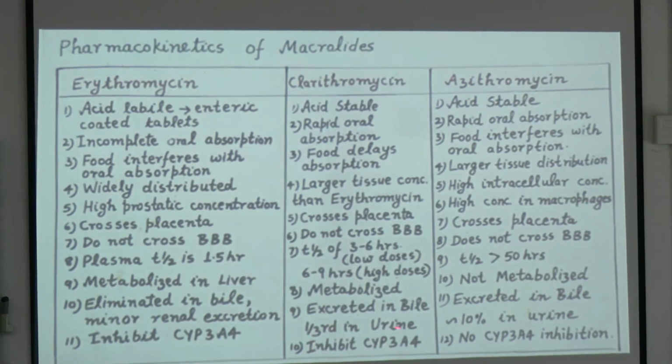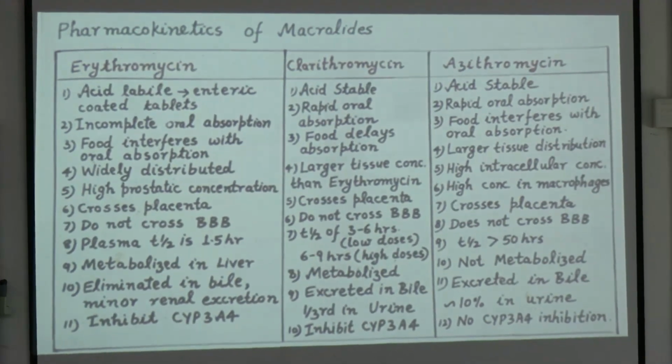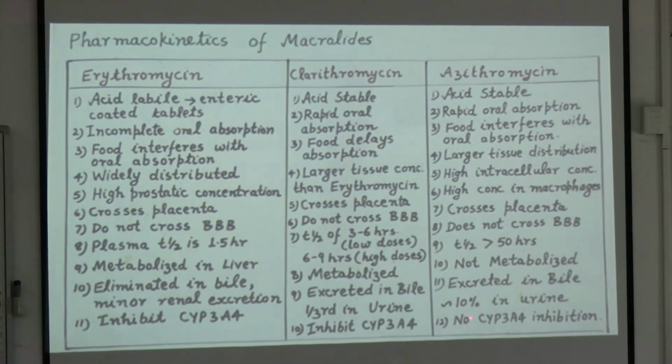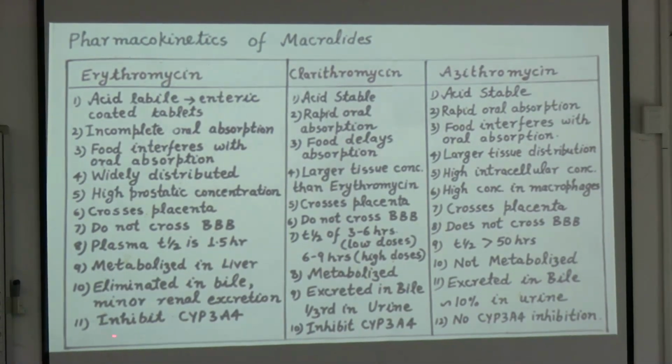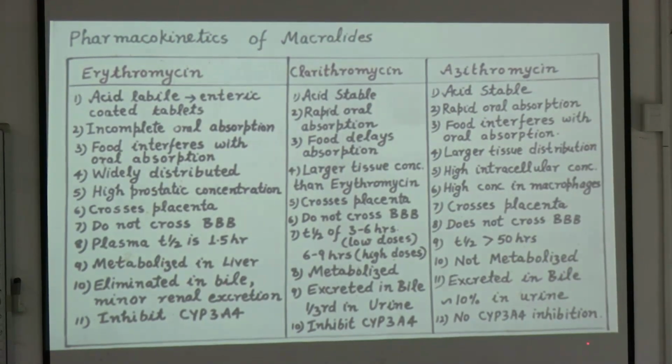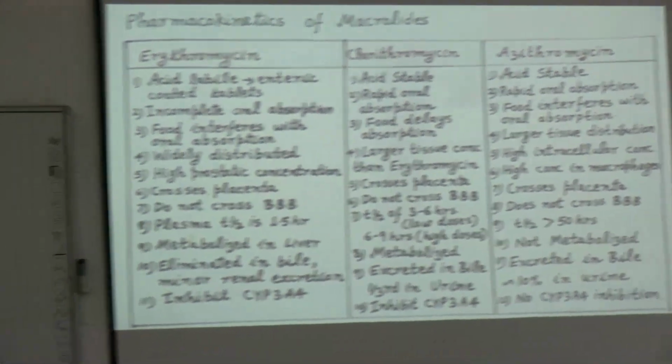So clarithromycin has the potential to cause serious drug interactions, which these two don't have as much. Azithromycin has none at all, erythromycin has fewer, but clarithromycin has the maximum. Okay? So azithromycin all in all is a good drug. Long half life, once a day dosing is enough.